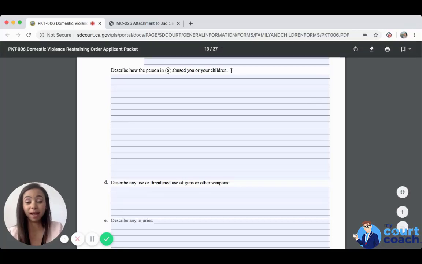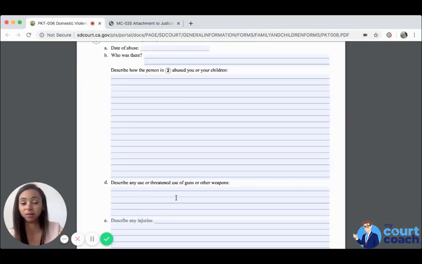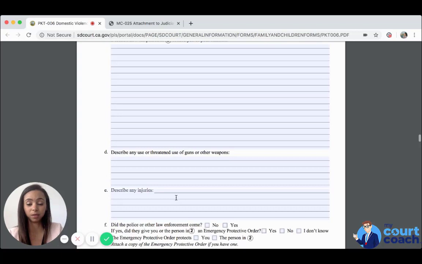And if anything happened to your children or anybody that you saw in your household get abused, this is also the section where you would want to write about it. And then describe any use of weapons or guns. If you used a knife, charged at you with a knife, then you want to write the kitchen knife, or the kitchen knife that has a blue handle on it, or something that's unique about it. So the more descriptive you are, the better it is for you in using this form.